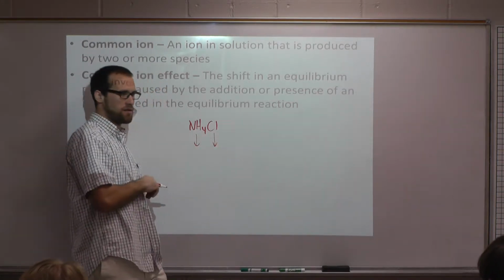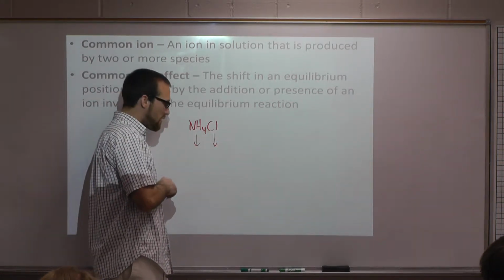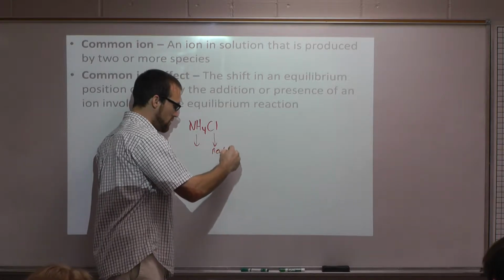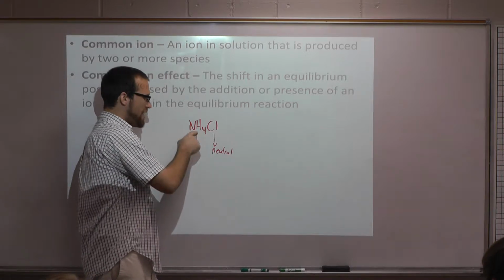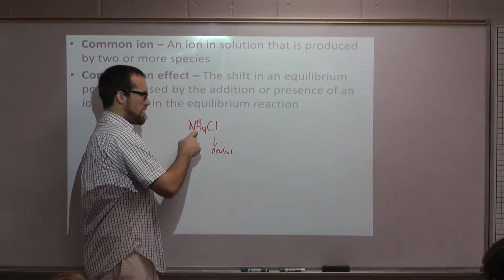Which one of these two is neutral? HCl is a strong acid. Right. Okay, so this would be neutral. And NH4, and you can essentially just kind of memorize this.